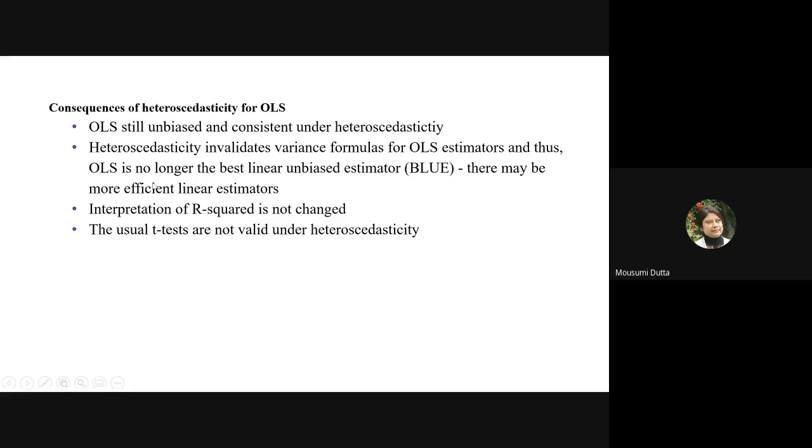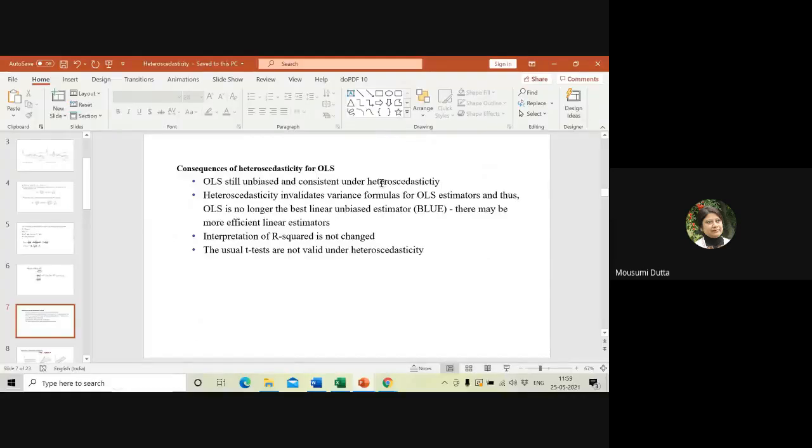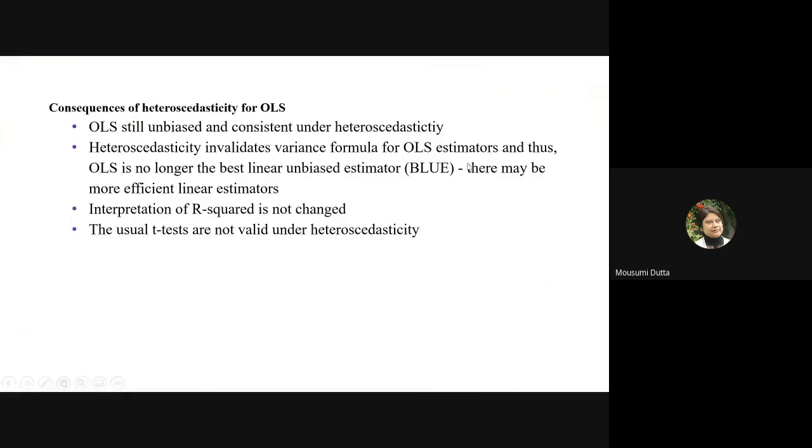So we can sum up: OLS is still unbiased and consistent under heteroscedasticity. Heteroscedasticity invalidates the variance formula for the OLS estimator, and thus OLS is no longer the best linear unbiased estimator. There may be more efficient linear estimators. We need to check that thing.